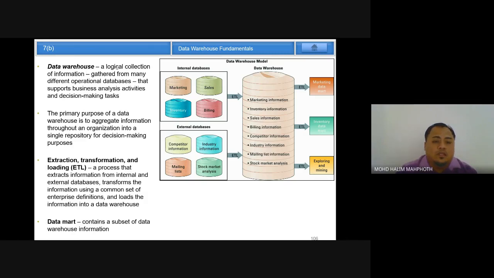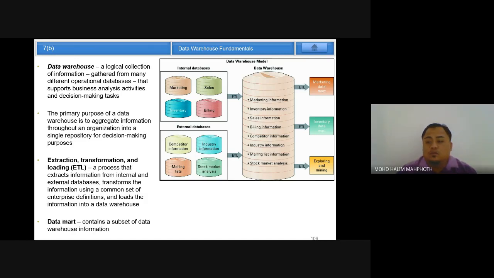So actually a data warehouse is a logical collection of information. Collection of information means we accumulate and compile all the databases. The primary purpose, the main purpose of a data warehouse, is to aggregate information throughout an organization into a single repository for decision making purposes. Because we extract data for what purpose? For decision making purposes.